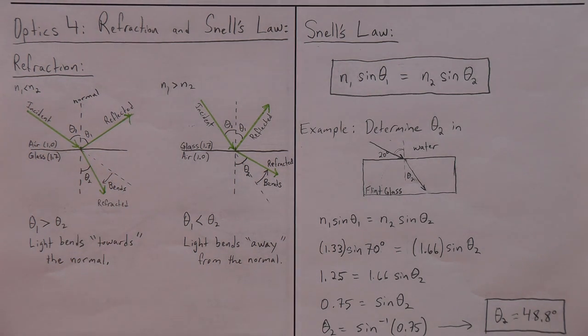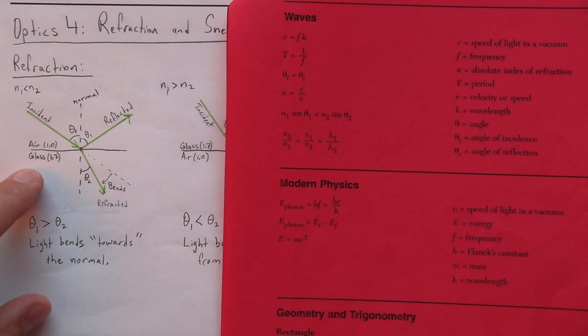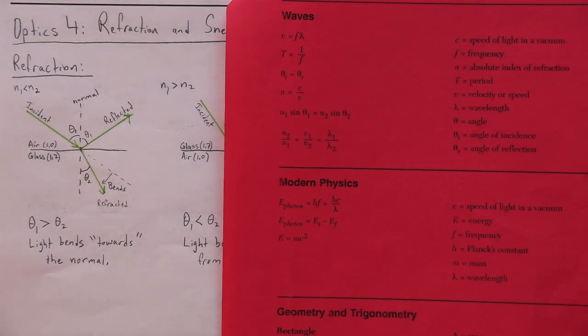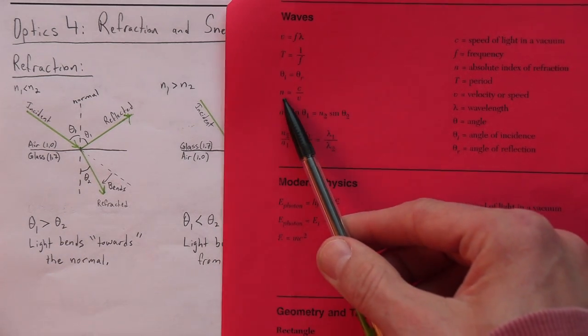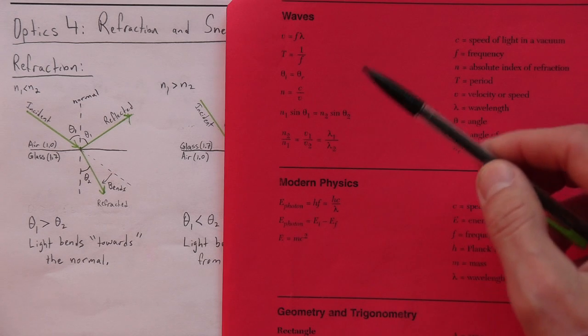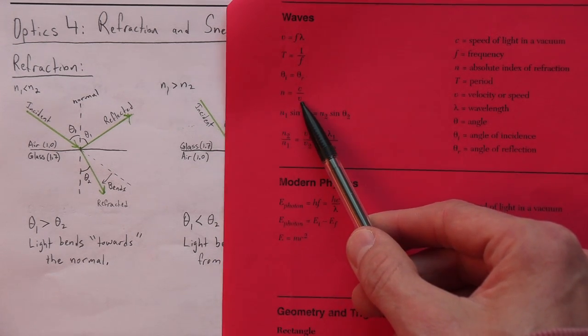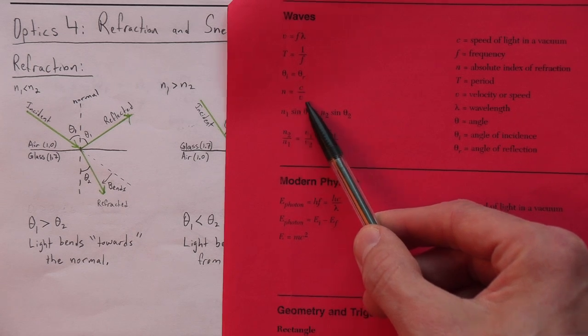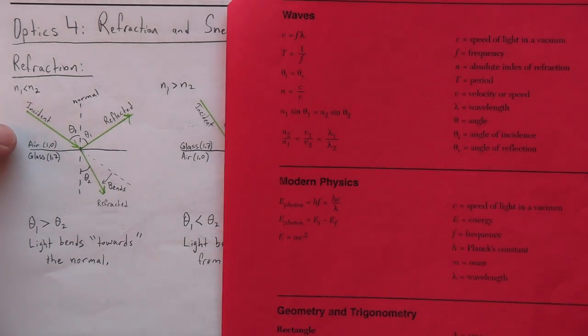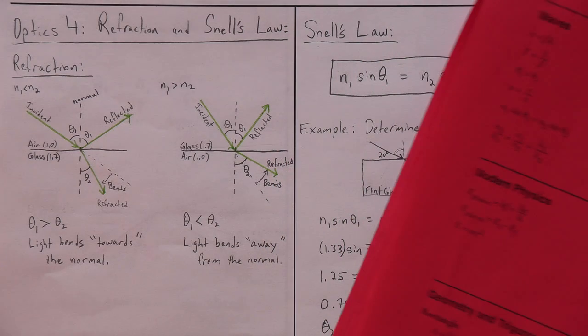Remember that we learned two lessons back that light changes speed when it goes from one index to another, one substance to another. The formula is n equals c over v. The bigger the index, the smaller the speed must be, because speed is in the denominator. So when I go from air to glass, light is slowing down as it enters the glass. This is the reason why it bends.